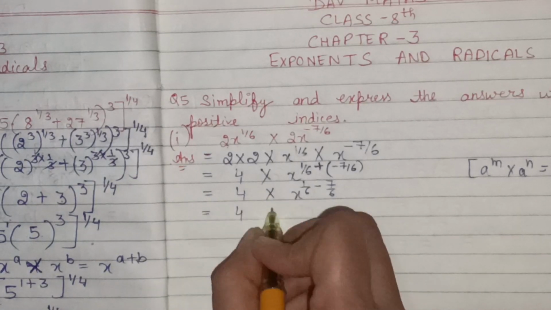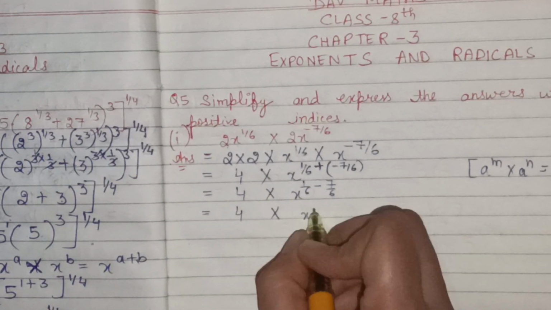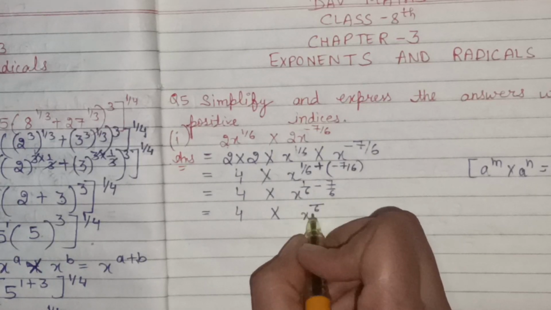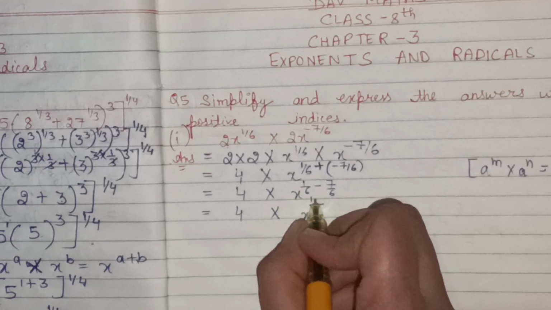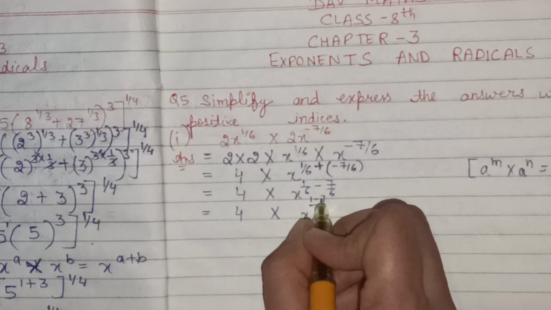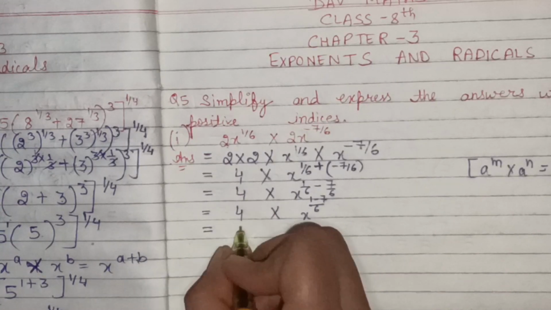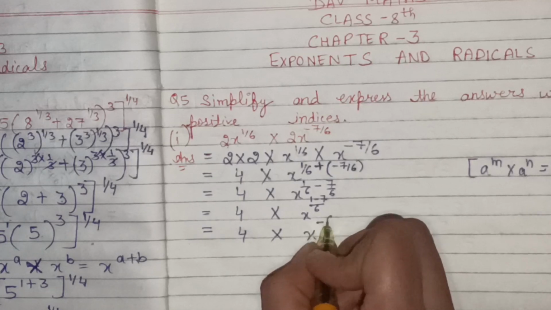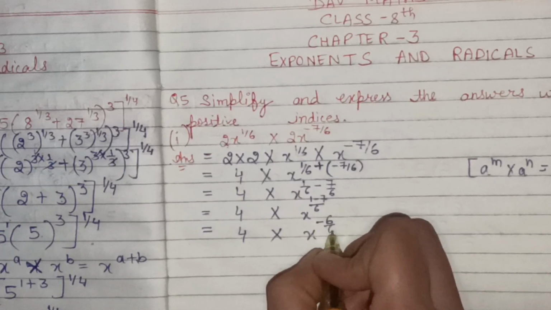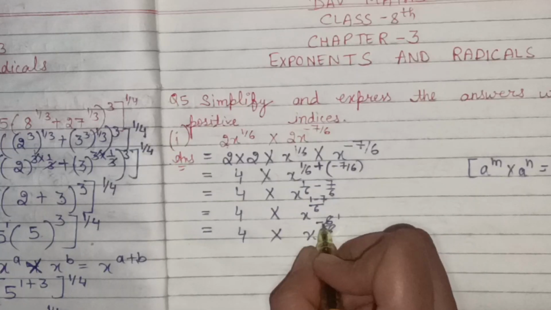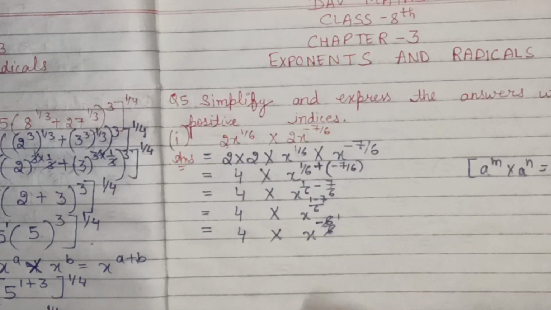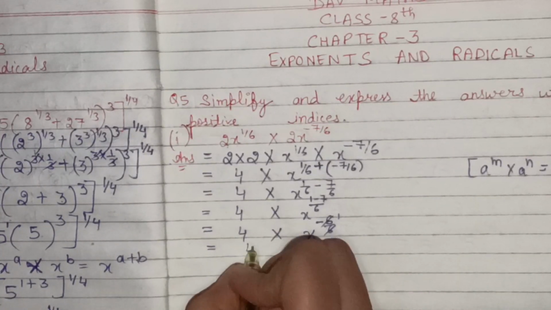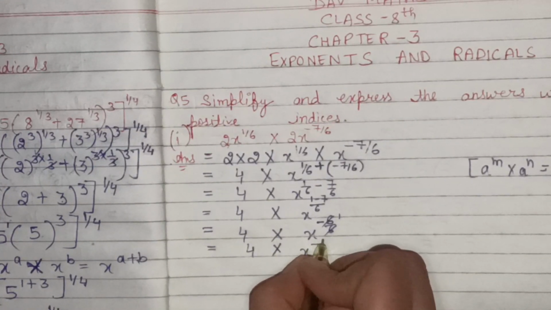Now we can take the LCM of this. Here the LCM of 6 and 6, same denominator, is 6. 6 ones are 6 and 1 ones are 1, minus 6 ones are 6 and 1 sevens are 7. So here it becomes 4 multiplied by x raised to power 1 minus 7, which is equal to minus 6, divided by 6, and 6 ones are 6. Here our exponent is minus 1. I write here: equal to 4 multiplied by x raised to power minus 1.